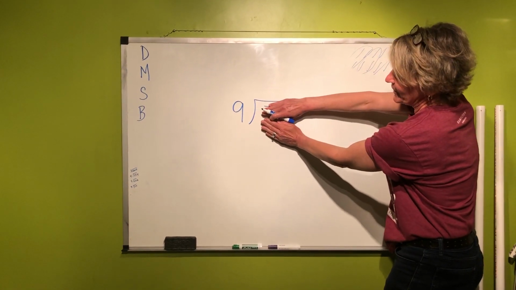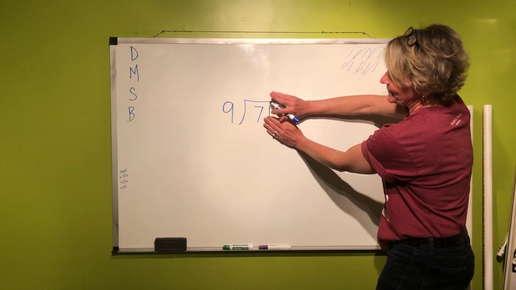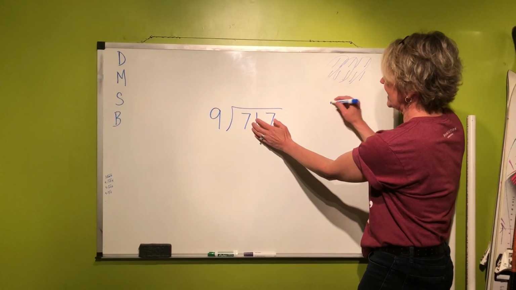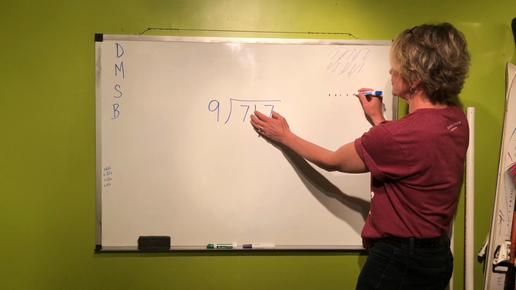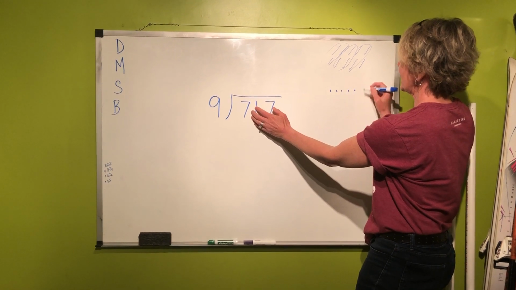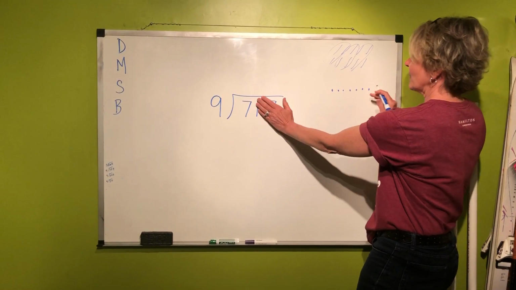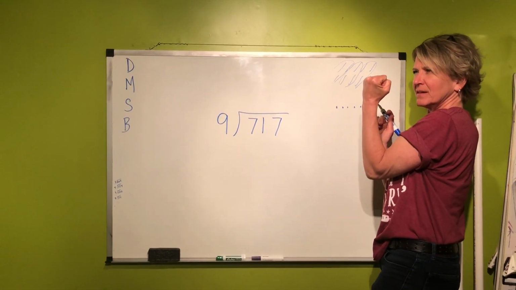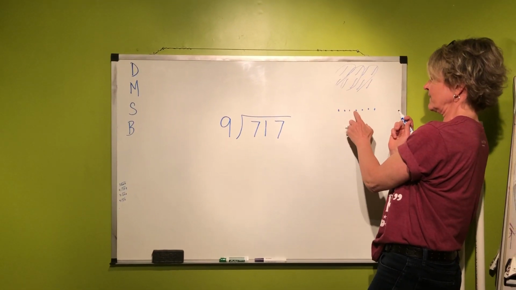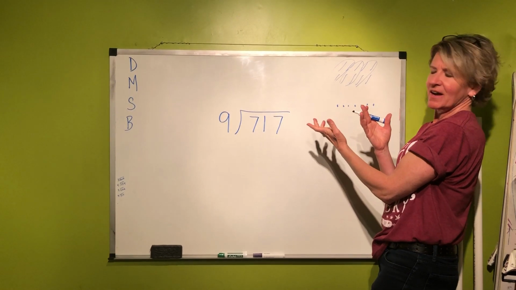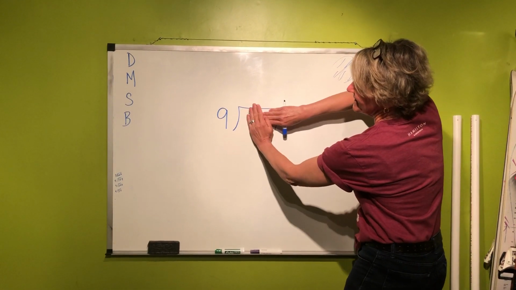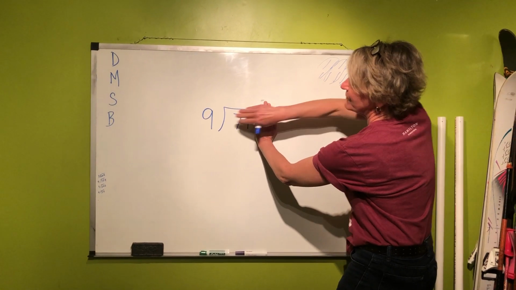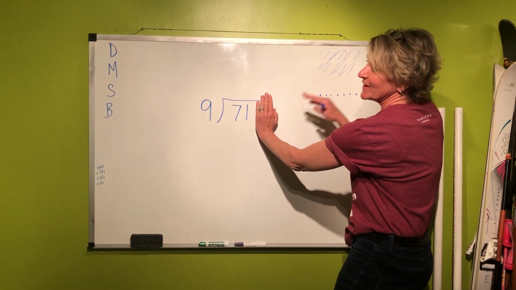I would open my curtain and I would say, there's a 7 here. If I had 7 chocolate chips, 1, 2, 3, 4, 5, 6, 7. How many times can I come up and swoop up 9? 9? I only have 7. Oh, that's right. The 7's not big enough. I have to open the curtain further and reveal a larger number like 71.